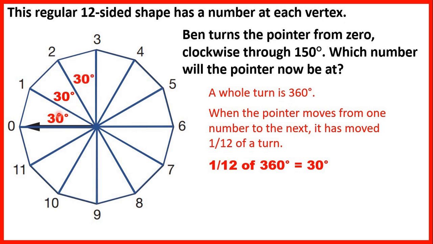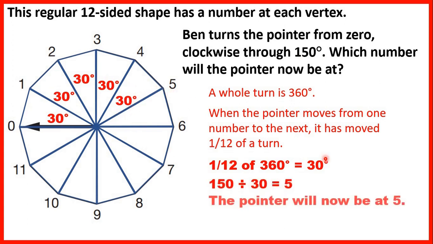So we have 30, 60, 90, 120, and then 150. So if it's turned 150 degrees, it's pointing to the number 5. So the pointer will now be at 5. And that makes sense because remember, a straight line is 180, and so it will just be a little bit less than turning through a straight line. So rather than 6, the pointer will stop at 5.